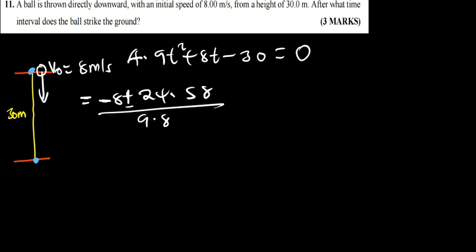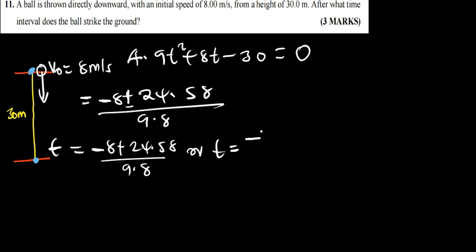Now let's get rid of this. So now I'll have t will be equal to negative 8 plus 24.58 divided by 9.8, or t will be equal to negative 8 minus 24.58 divided by 9.8. Now, one thing I want you to understand here is this one is going to give us negative time. But let's just find it anyway, then I'll explain it.